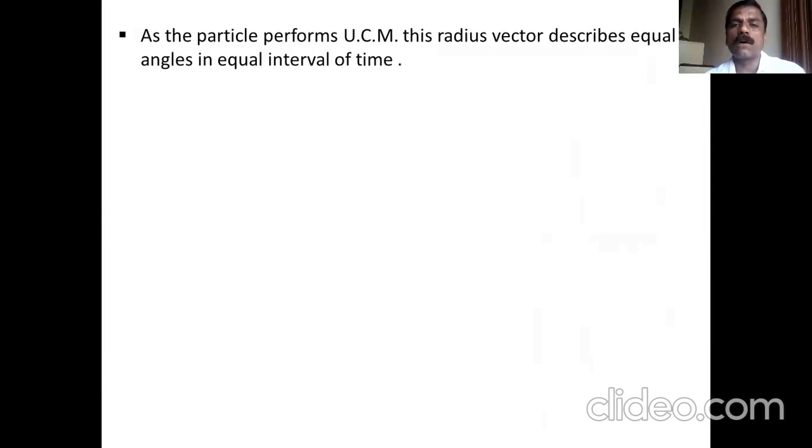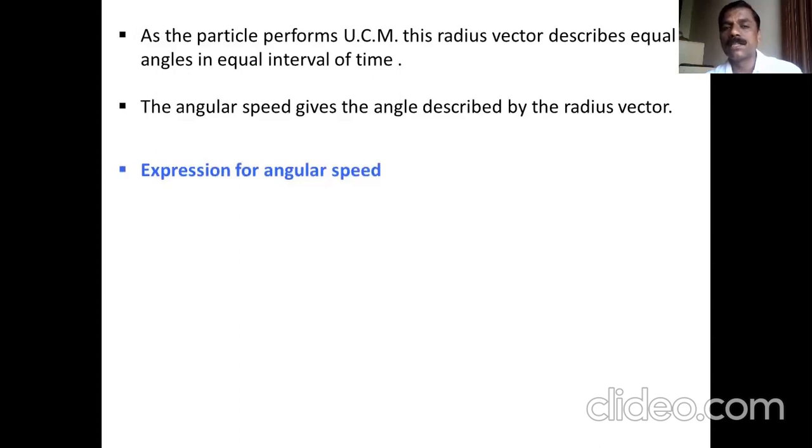Now we know that in UCM, the radius vector describes equal angles in equal intervals of time. As we draw the radius or position vector, there will be a central angle for the given time interval, and that angle will be the same for equal intervals of time. So angular speed is nothing but the angle described by the radius vector.